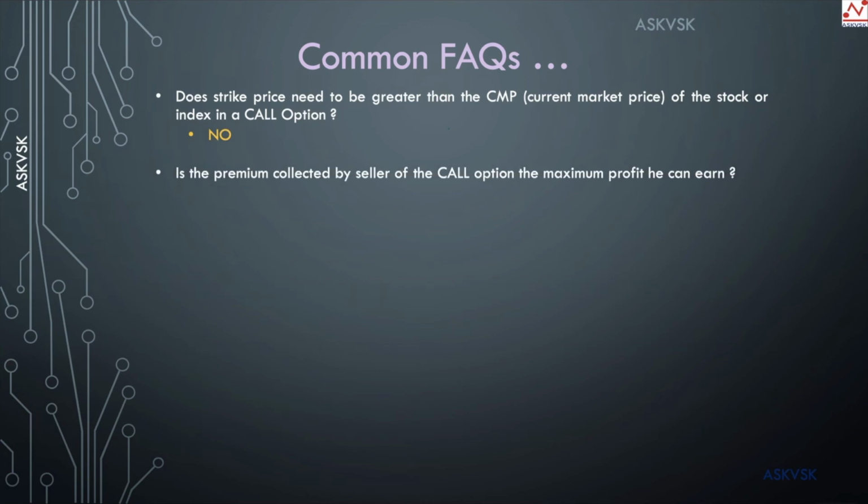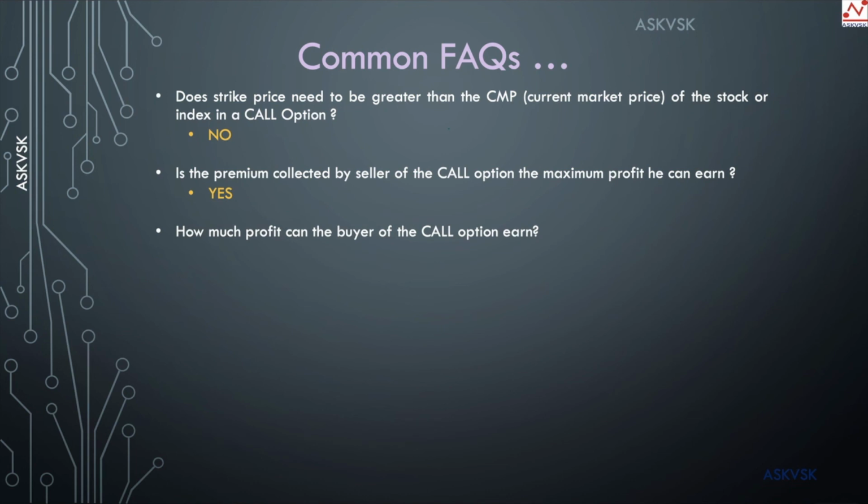So the next question is, is the premium collected by the seller of the call option the maximum profit he can earn? Absolutely yes. This is what we have seen in the prior slide, where the maximum profit a seller can earn is always the premium he collects from the buyer. But the buyer has technically unlimited profit that he can earn if the market keeps going up.